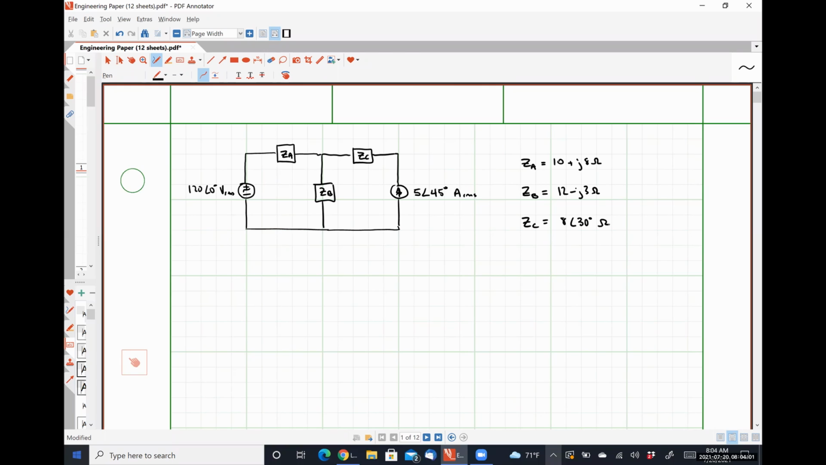We want to determine the average power absorbed by impedance ZA, the apparent power absorbed by impedance ZB, the reactive power absorbed by impedance ZC, and finally the power factor for the voltage source and the power factor at which our current source is supplying power.